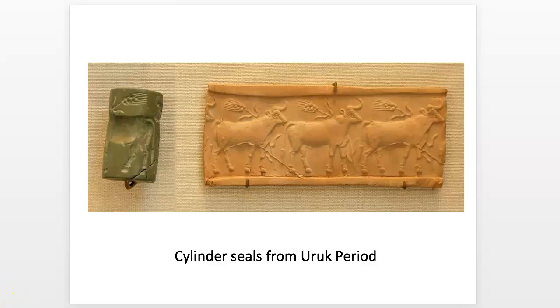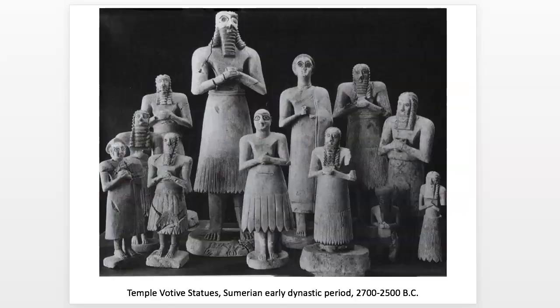We're going to carry on with this culture into the Early Dynastic era and look at these things called temple votive statues. So close to this long period, 200 years, are exactly from.